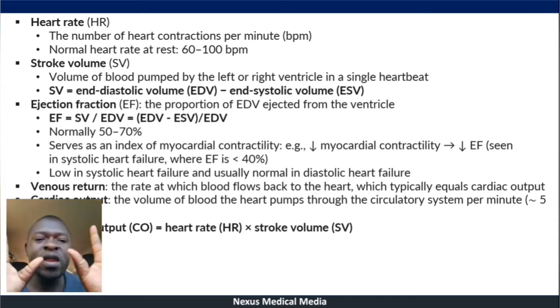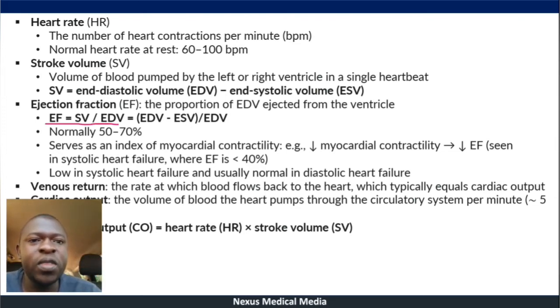The volume pumped at one contraction by either the right or left ventricle, right? So what's the formula of the stroke volume, right? Okay, so stroke volume is end diastolic volume minus end systolic volume. What is systole and what is diastole, right? I need active learners, so Google diastole and Google systole and tell me what it means in the comment section.